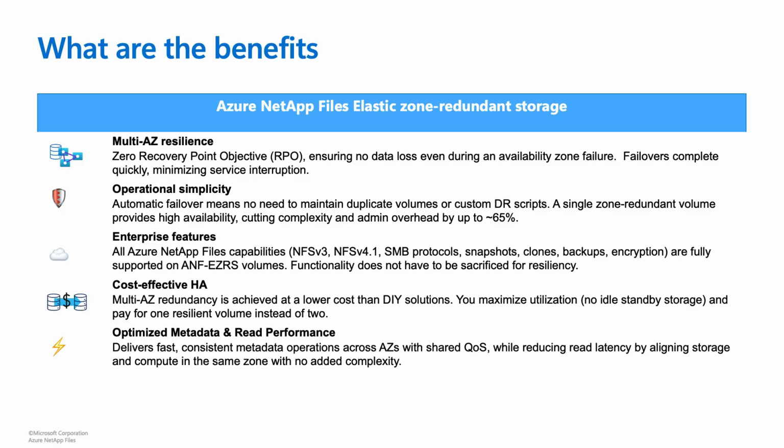It's also cost-effective. Instead of paying, let's say, for 2 separate volumes in 2 zones and replicating between them, you just have one volume that gives you the high availability across zones. And this often comes at a lower total cost than DIY solutions because you're not doubling your storage footprint to get HA. Every gigabyte you provision is actively used and protected across zones, so you're not paying for idle standby capacity. And finally, you can reduce application read latency by co-locating your storage with your compute in the same availability zone.